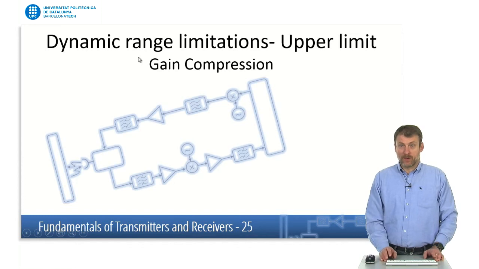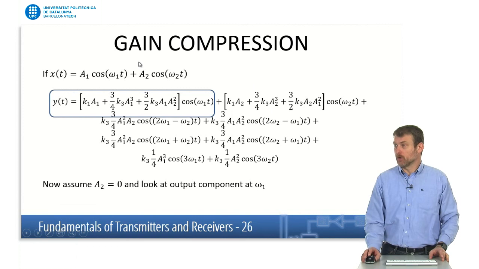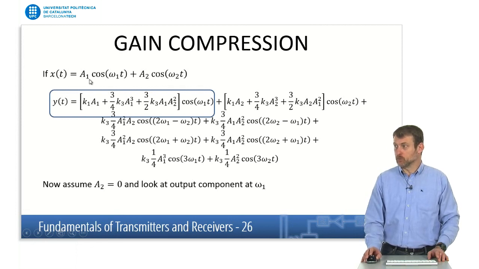In this segment of the lecture, we will focus on the phenomena of gain compression. Gain compression occurs when we only have one tone fed into the system. So, if you recall, previously we derived the output of the device for the general case when the input was a sum of two tones.